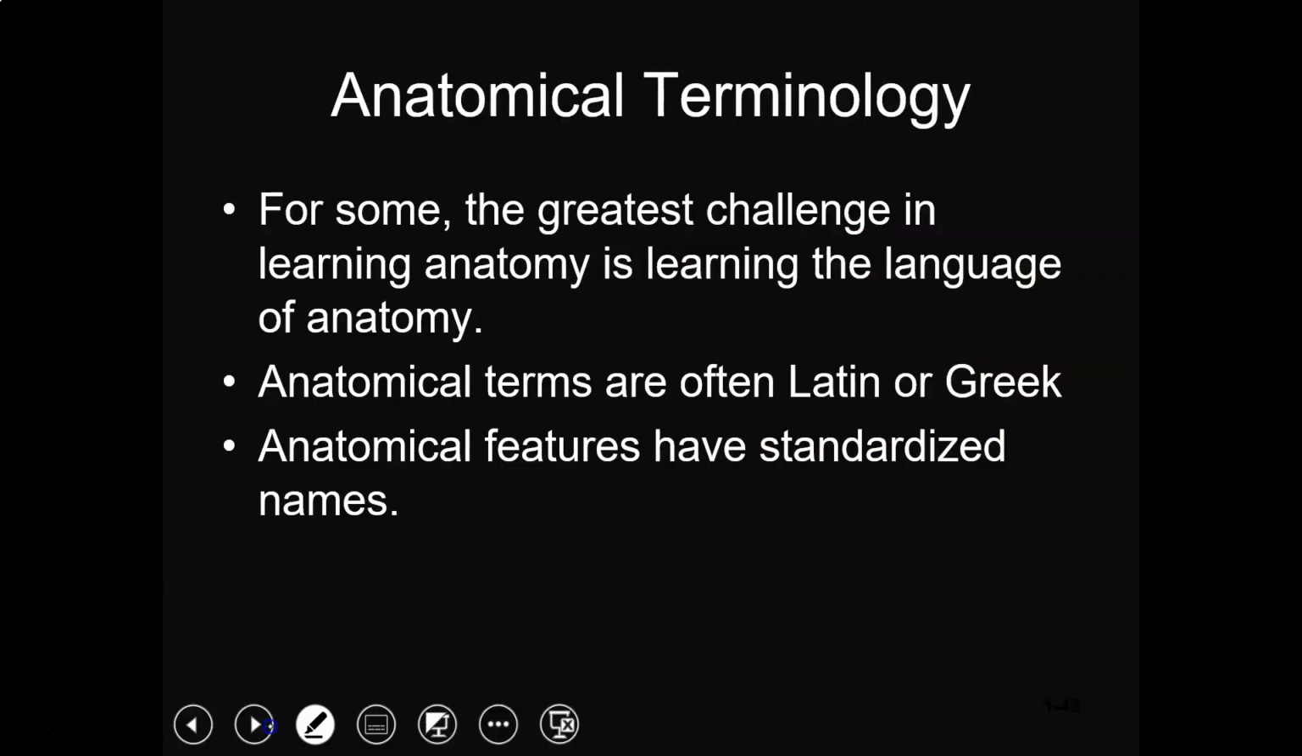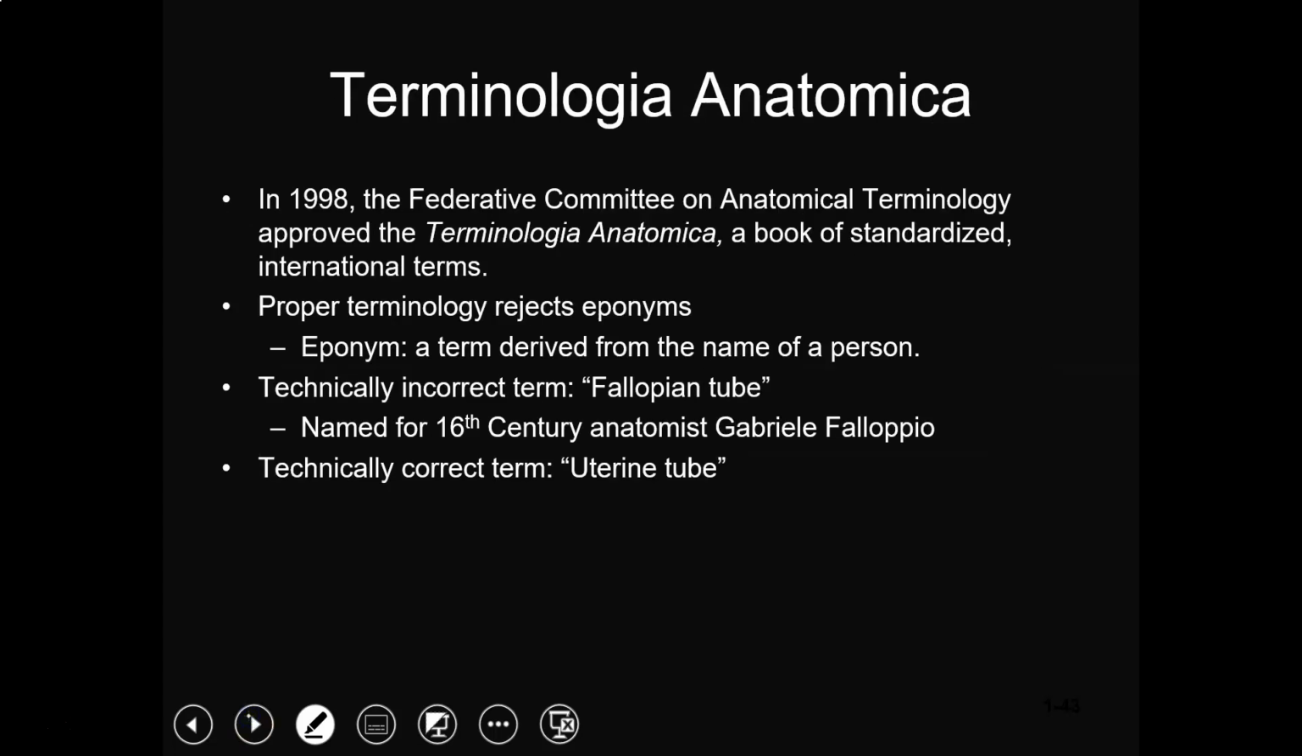All right. For lots of people in this class, the hardest thing is terms. They're Latin, they're Greek, they're hard to say, they're hard to spell. We've standardized all the names starting in 98. All the anatomy geeks got together and wrote the book with the names in it. The biggest thing they did is they rejected eponyms. An eponym is a term from somebody's name.